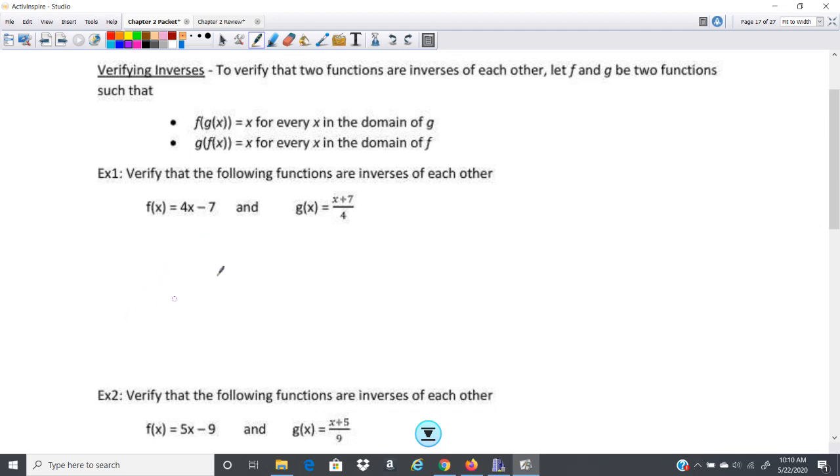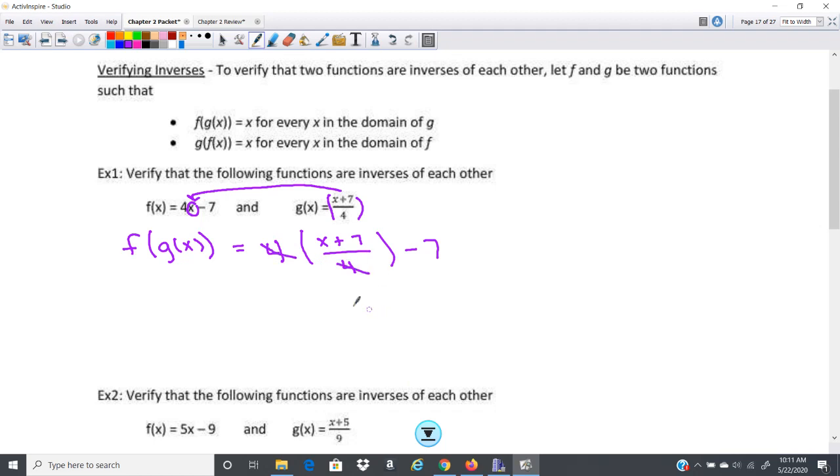We have f of x is going to be 4x minus 7, so f of g of x means that we're putting this in here for this x. So we're going 4 times (x plus 7) over 4 minus 7. In that, it looks like these 4's will cancel. I'm going to get x plus 7 minus 7. Those cancel, and I'm just left with x. So f of g of x is x.